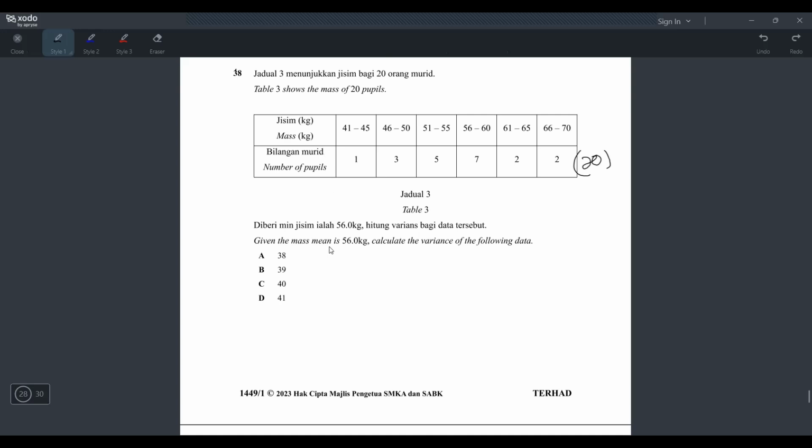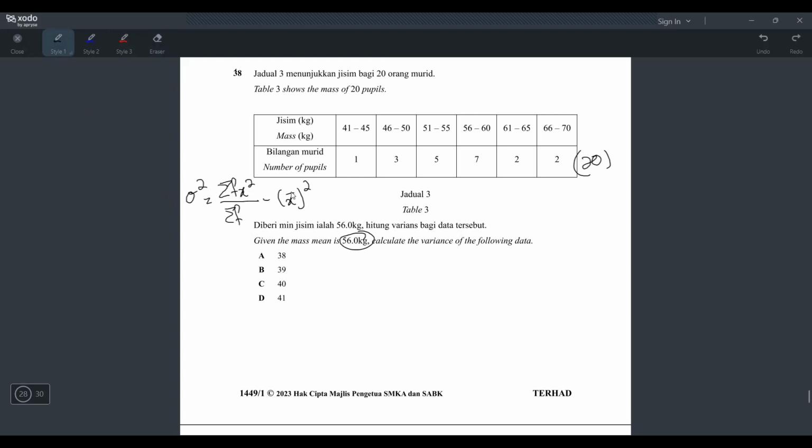Okay, so let's do it. Given the mass mean is 56, calculate the variance of the following data. So the mean we already know is 56, and we want to calculate variance, right? Remember whenever you calculate variance or standard deviation, the formula for variance is the sum of fx square over the sum of frequency, minus mean square. And the formula for standard deviation will be the same, just add a square root. But I will not write that because they only ask for variance, right? So let's find the variance.